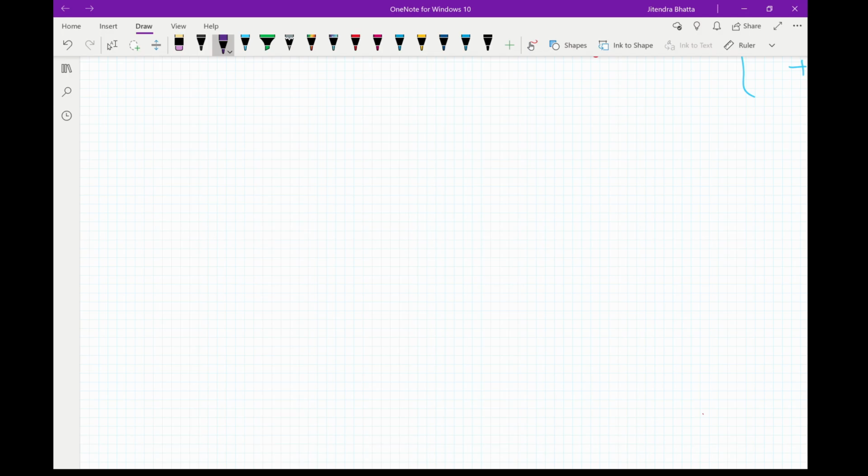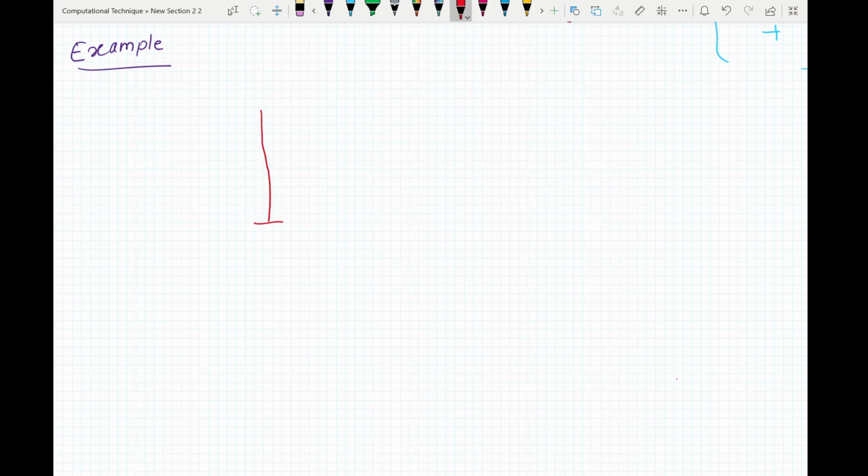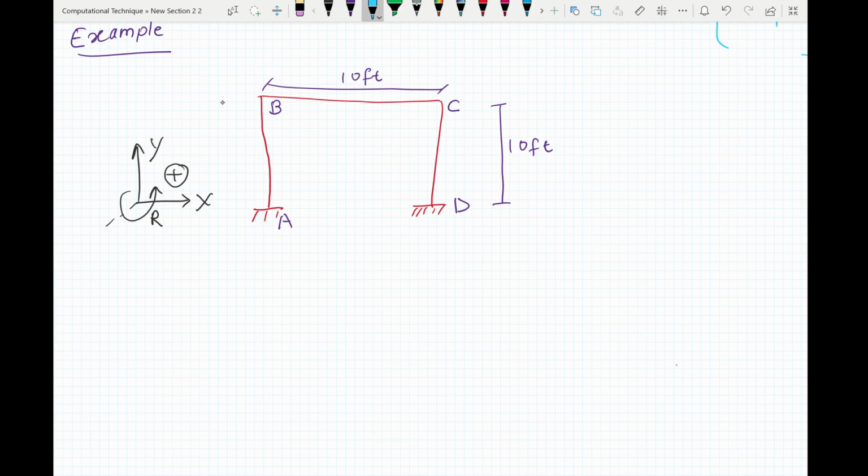Now let's do a numerical example for the frame element. Let's say we have a frame, with a load applied here, which is 10,000 pounds, and a moment applied here of 5,000 pound-inches.